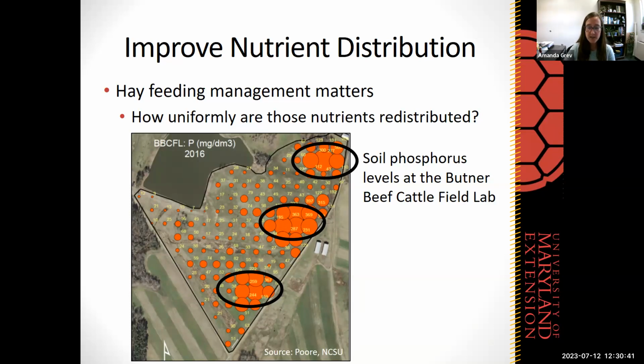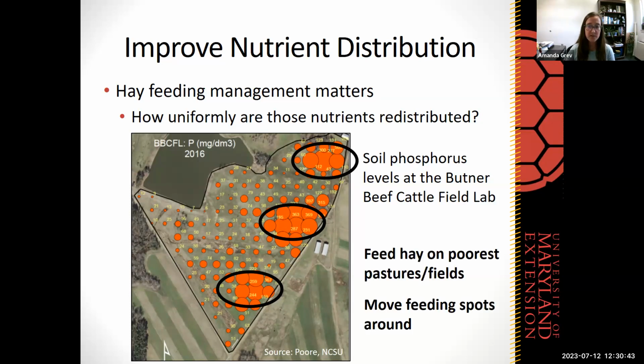So think about this in terms of you can feed hay on your poorest pastures or fields. So the pastures or hay fields that need nutrients, if it's possible to feed hay on those fields, we can add nutrients in that way. And also think about, if you have the ability to do so, moving our feeding spots around. So we're not always feeding hay in the same areas and applying more nutrients to those spots, but rather focusing on that distribution and making it a little bit more even.